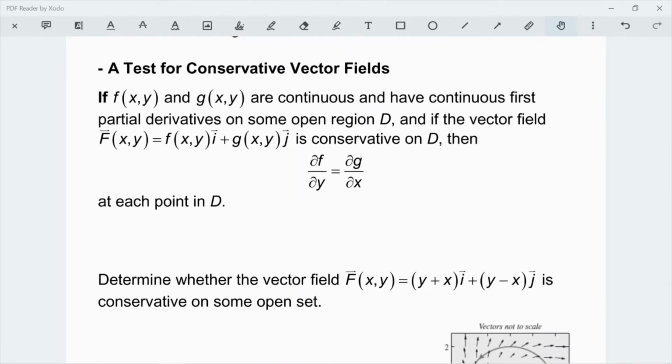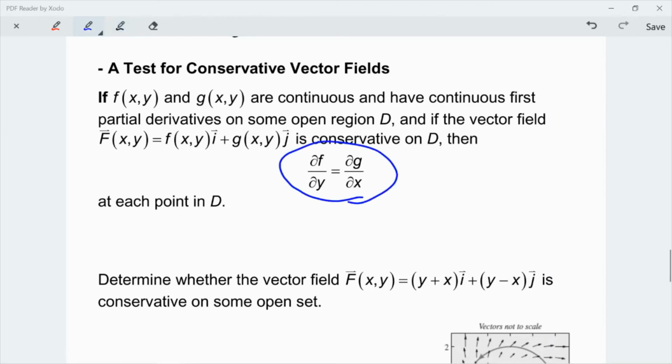So when we talk about a conservative vector field, what we're talking about is, let's say we've got two functions that are continuous and have continuous first partial derivatives. And if that's the case, and they are the components of my vector field, then I have to check to see if this is true. Del f del y has to be equal to del g del x. So we're looking at the partial derivatives. If I take the partial derivative with respect to y of the i component, and it's equal to the partial derivative with respect to x of the j component, that would mean I have a conservative vector field, which would also then indicate that I have independence of path. Okay, so the way that I can check this then is fairly simple.